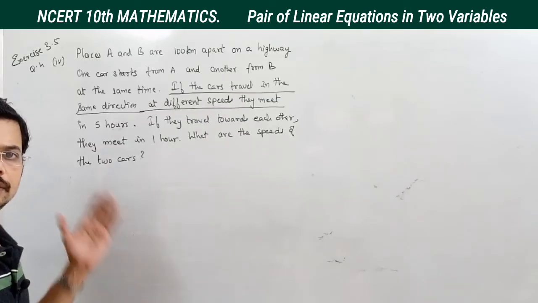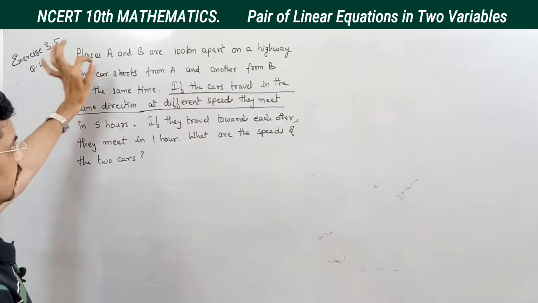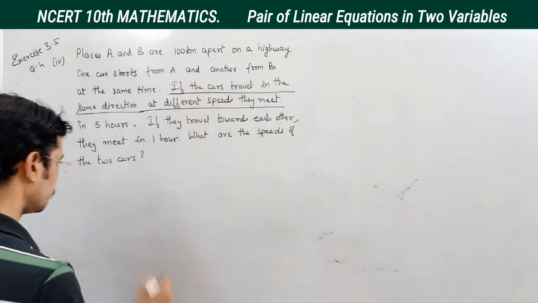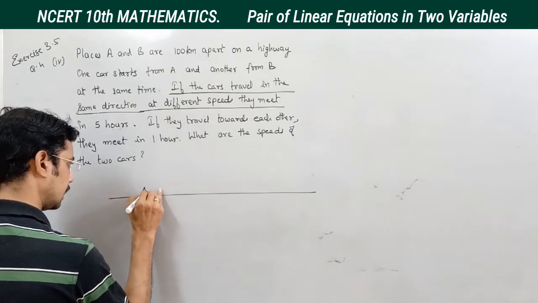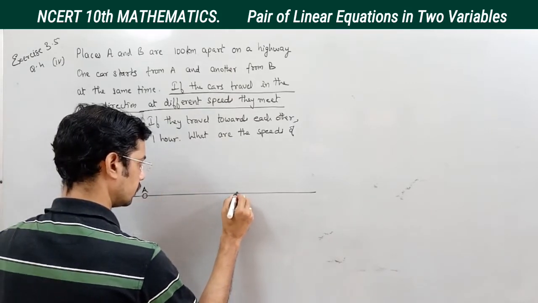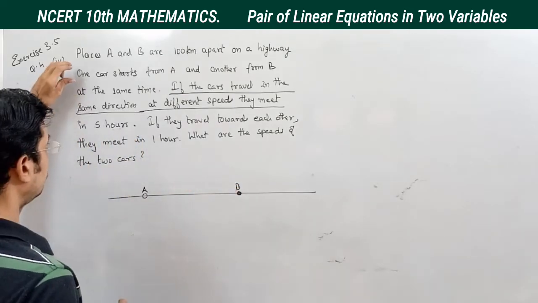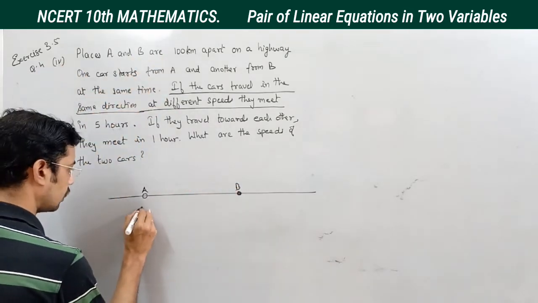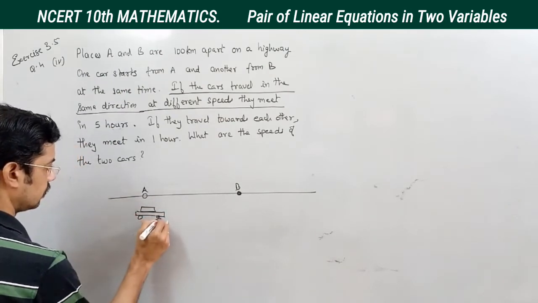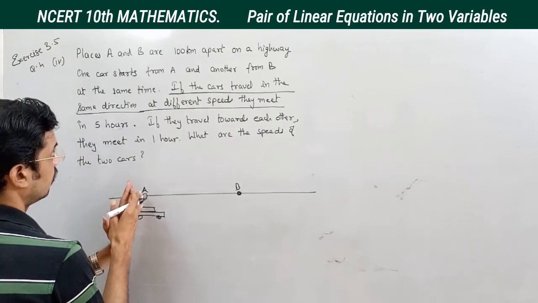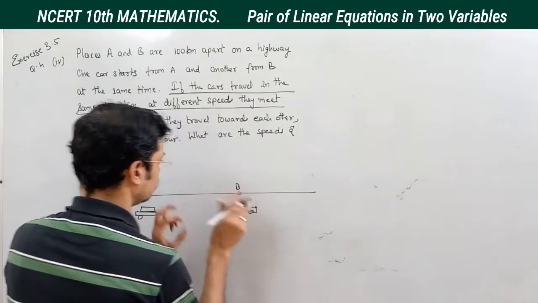Okay, now let us look at the following problem. It says that places A and B are 100 kilometers apart on a highway. So suppose we have a highway and there are two places. This is place A and we have another place called B here. Now one car starts from A, this is a car, and there is another car which starts from B.